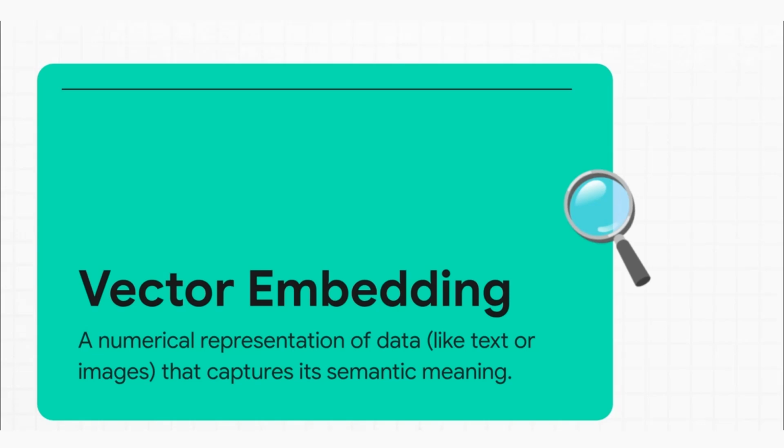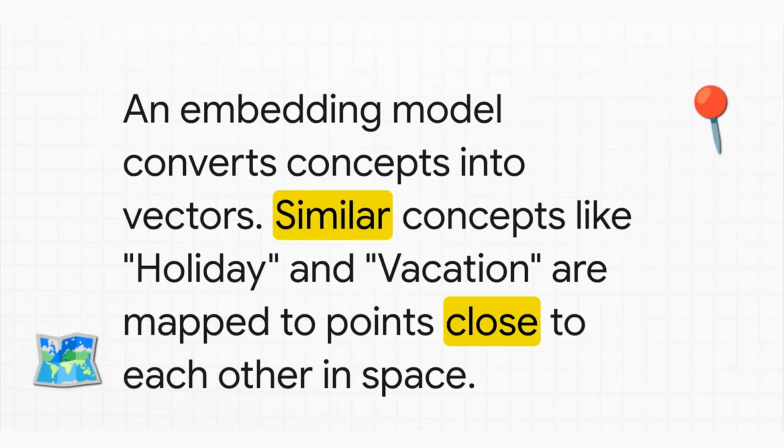Doesn't matter if it's a word, a whole paragraph, or even a picture, an embedding model can turn it into a vector that captures its essential meaning. The best way to think about these vectors is as coordinates, like GPS coordinates for ideas in a giant, invisible space. Things with similar meanings get mapped to points that are really close to each other. So the vector for holiday is numerically almost identical to the vector for vacation.